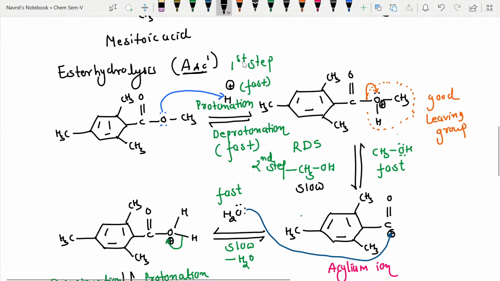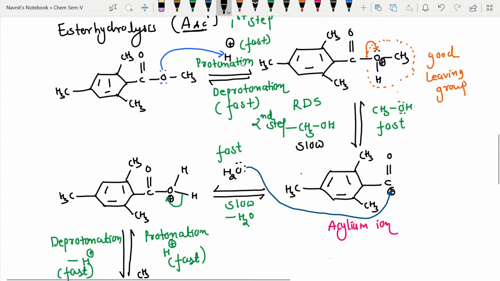Is there any doubt in this mechanism? Does anyone wish to repeat this mechanism? Any step that you could not understand?